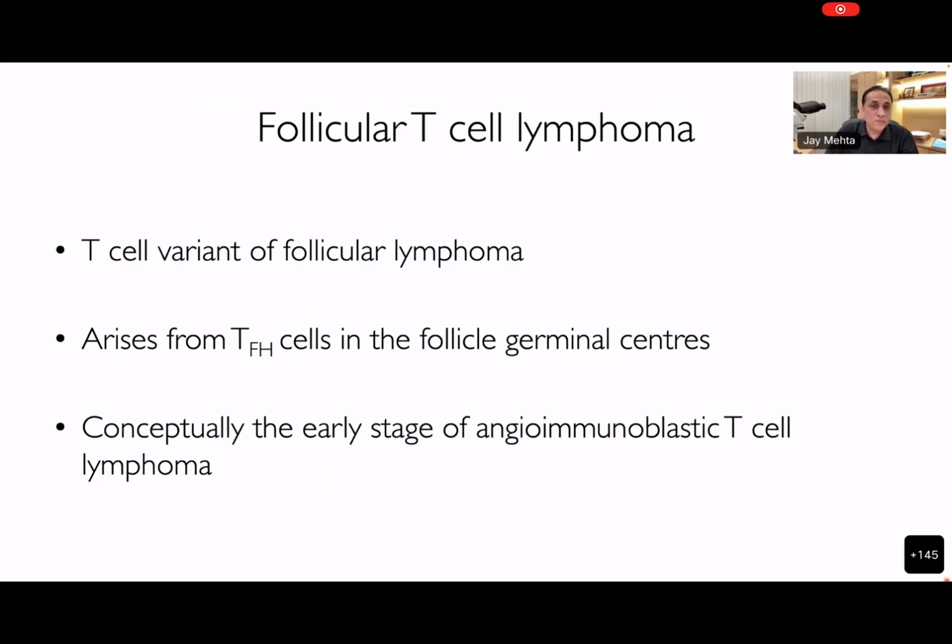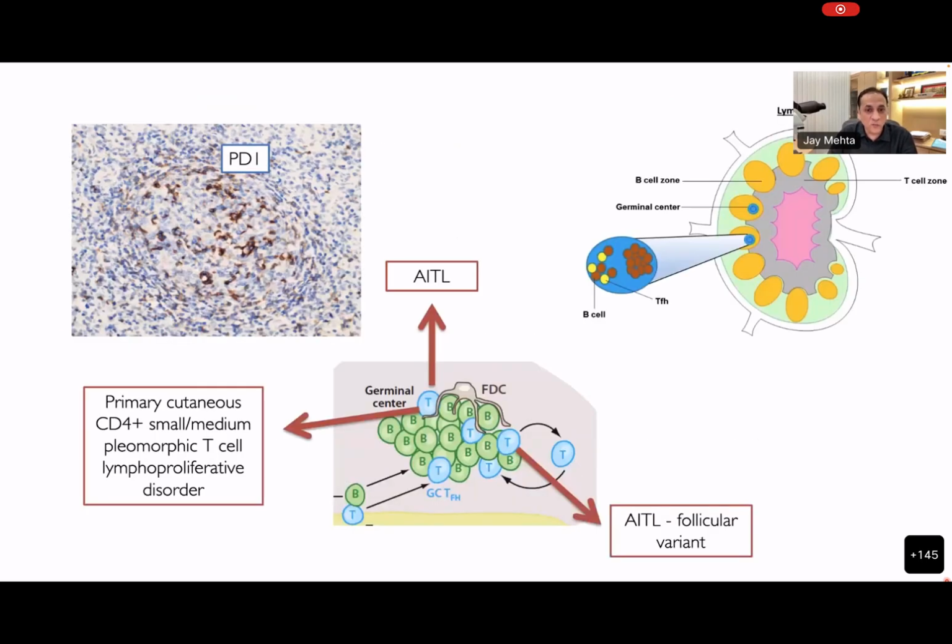So I told you there is a small spin to this. You have a T cell counterpart of a follicular lymphoma. That's the T cell variant of follicular lymphoma, arising from the T follicular helper cells in the follicle germinal centers. And conceptually, that's the early stage of angioimmunoblastic T cell lymphoma. And why do I say that?